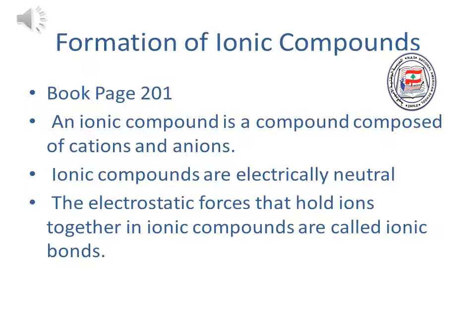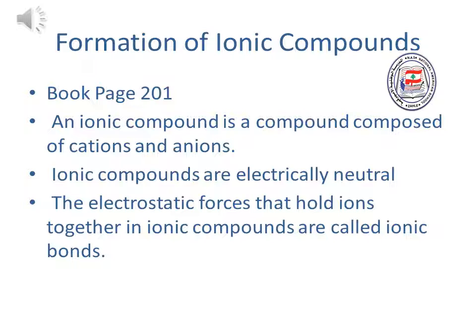What is an ionic compound? It is a compound composed of cations and anions. Let's take an example. Table salt, or sodium chloride. It is an ionic compound consisting of sodium cations and chloride anions. Why are ionic compounds neutral? Because the total positive charge of the cations equals the total negative charge of the anions.